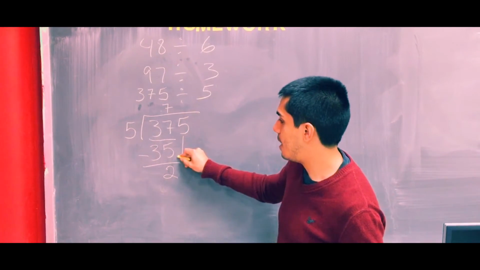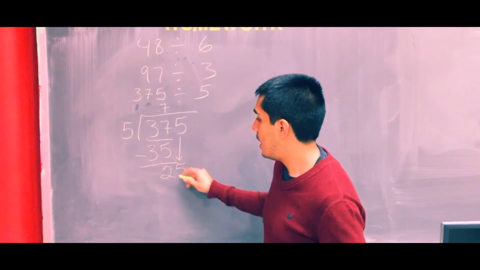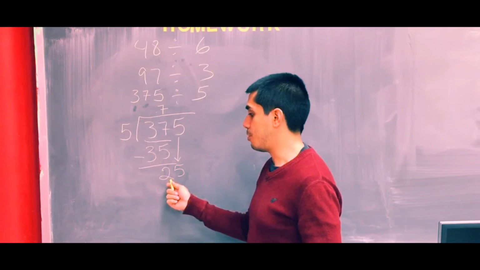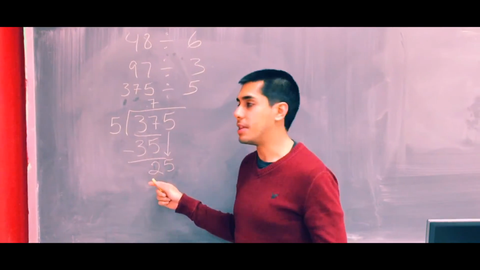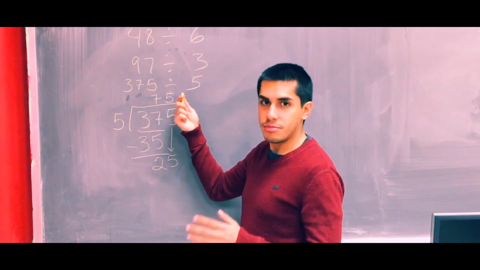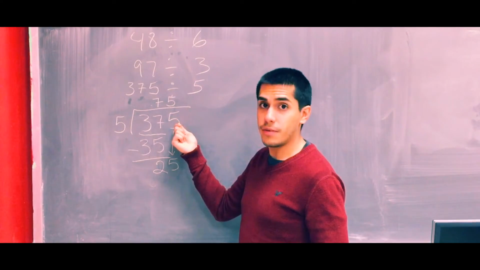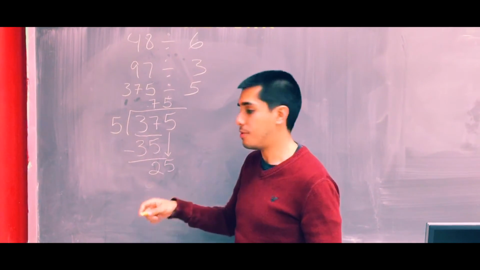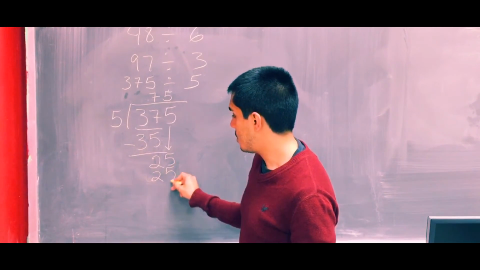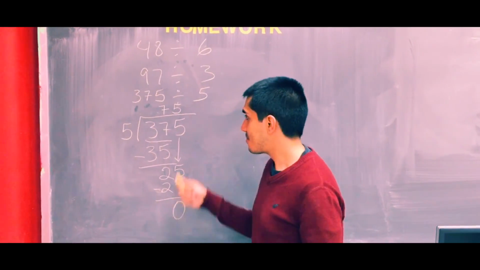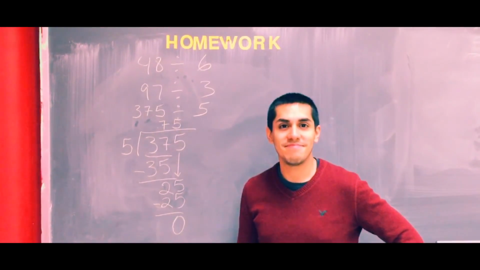They're going to drop the 5 down, and now they're dividing 25. Does 5 go into 25? Yes, it goes in evenly, 5 times. And then you write the 5 on top of the number you're dividing, and you multiply. 5 times 5 is 25. Write it below, subtract, and this one has no remainder. That's all there is to it.